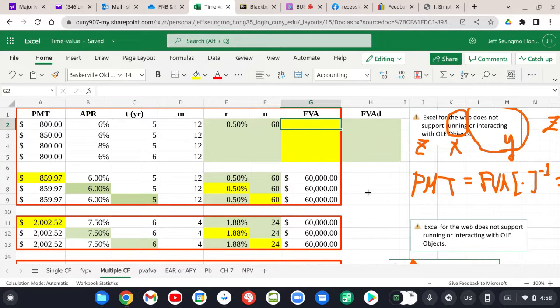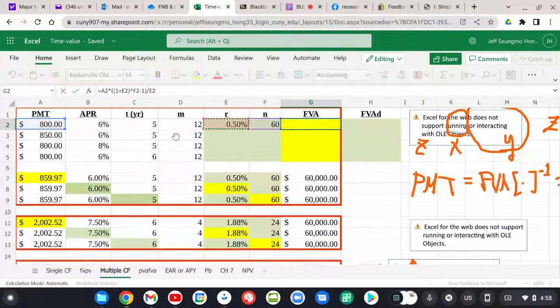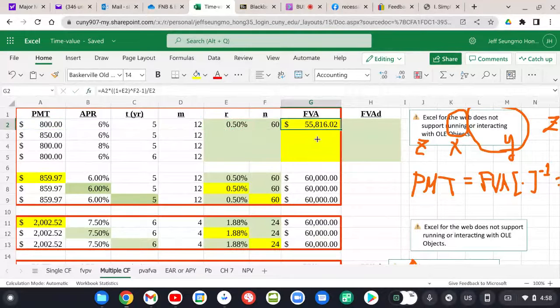Now, future value of annuity, the formula is payment times open parenthesis, open another parenthesis, 1 plus R raised to 60, minus 1, close parenthesis, divided by R. So pay attention to this because I don't know why it isn't showing here. And hit enter. What does it come to? It comes to 55,816.